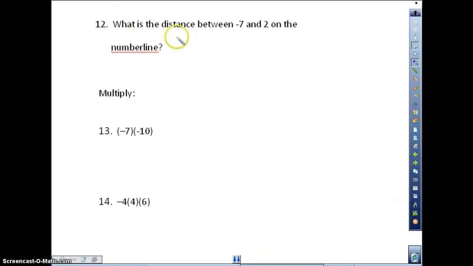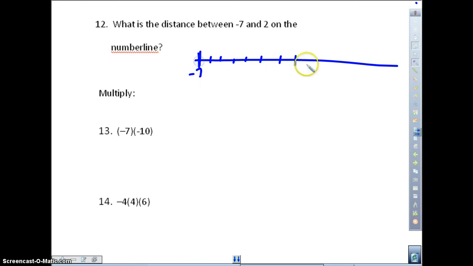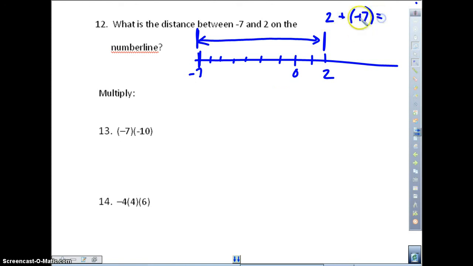What is the distance between negative 7 and positive 2? Negative 1, 2, 3, 4, 5, 6, 7. Here's negative 7. Positive 2. If that's 0, 1, 2, that's positive 2. They want to know the distance between these two. Oh, distance is always positive. What's the distance between the two numbers? Yeah, basically you're taking 2 and subtracting negative 7. Add a line, change the sign. Your answer is 9 units.